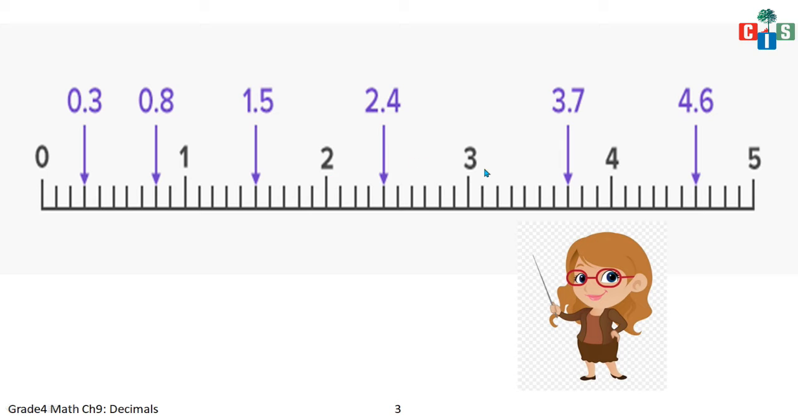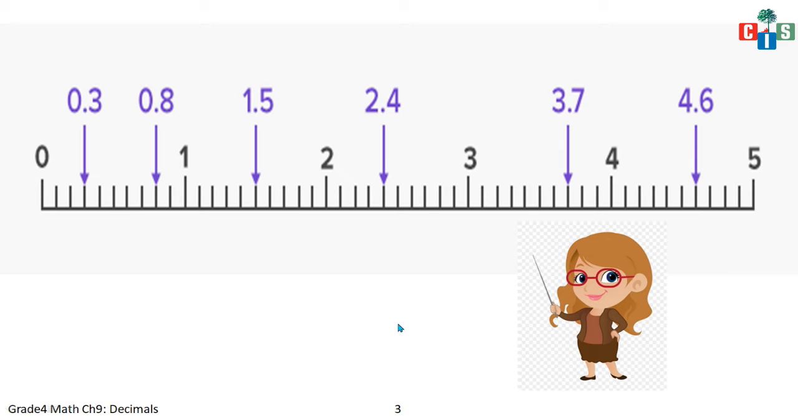Then 2.4 is between 2 and 3 because it is more than 2, and 4 points: 1, 2, 3, 4 point. Fine. So this is 3 and 1, 2, 3, 4, 5, 6 and 7. So this is 3.7. Clear? 4.6 means 4, then 1, 2, 3, 4, 5, 6. So this is 4.6. So these are certain examples of representing a decimal on a number line.